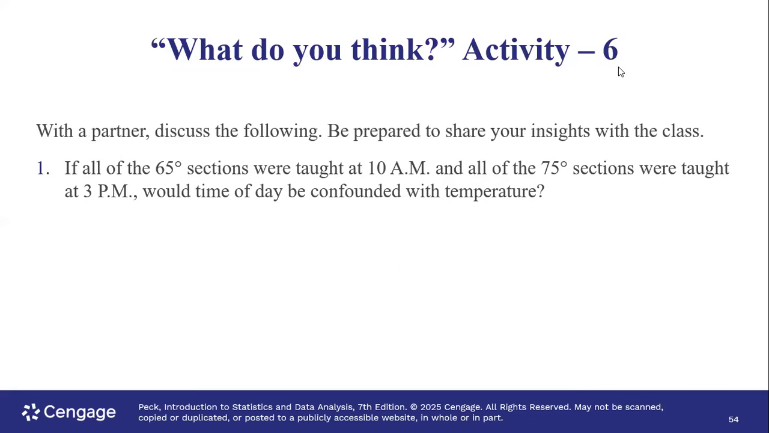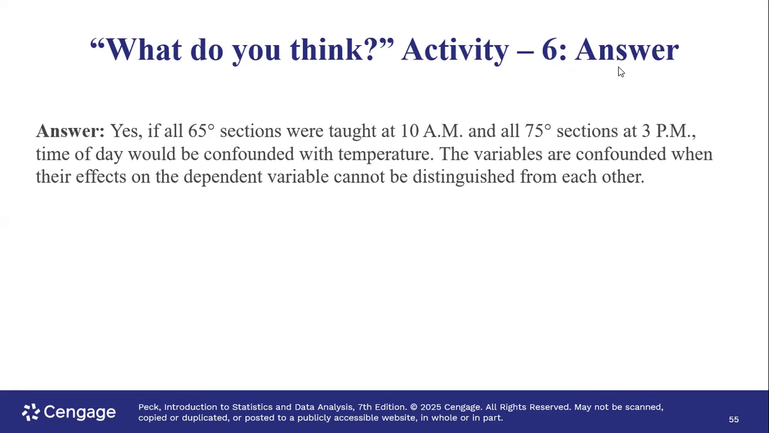With a partner, discuss the following. Be prepared to share your insights with the class. If all of the 65-degree sections were taught at 10 a.m. and all of the 75-degree sections were taught at 3 p.m., would time of the day be confounded with the temperature? Yes, sure, because one is a morning class and the other is an afternoon class. So it's better to remove that confounding variable by conducting both sections, one at 65 degrees and another at 75 degrees, at the same time of the day.